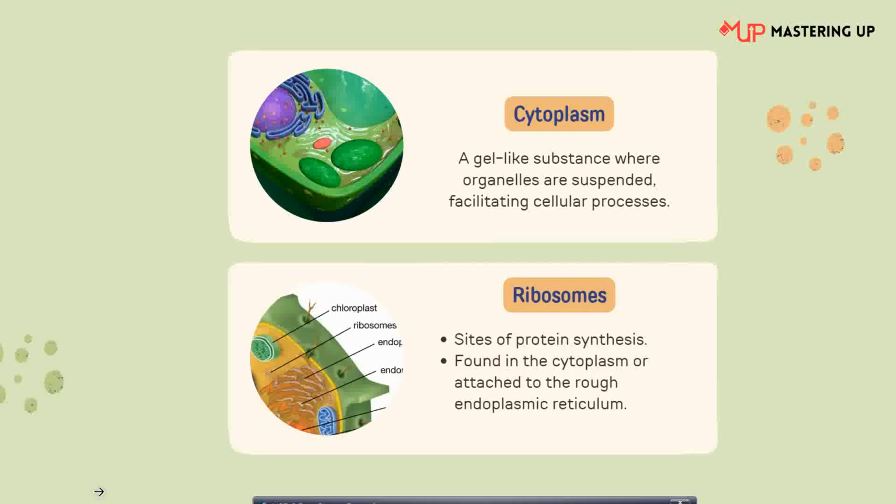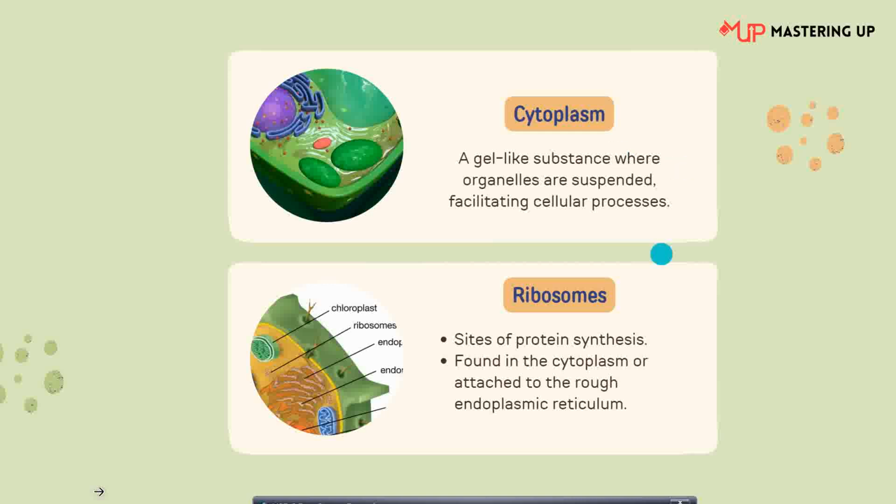Now next is cytoplasm. Cytoplasm, you can see here, is the liquid inside the cell. It's a gel-like substance where organelles are suspended and which facilitates cellular processes. Okay. Now ribosomes. What are ribosomes? It's the site of protein synthesis. In other classes we will learn how these proteins help in the production of basic characteristics. Protein helps in many other ways also. We will discuss it in coming classes. So here let's just know what ribosomes are. Ribosomes are the site of protein synthesis.